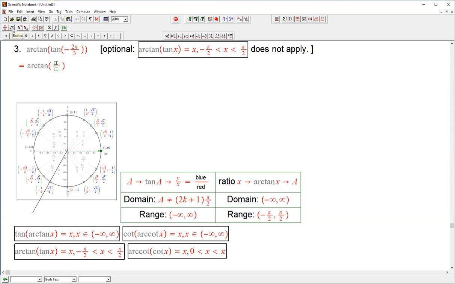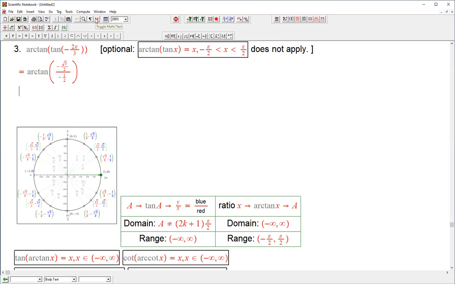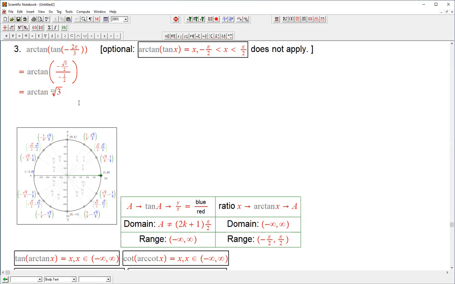The blue is negative √3 over 2, and the red is negative half. You must make sure you don't get the order messed up. And then we know that equals arctan of positive √3. Negative divided by negative is positive. So we come to get arctan √3.